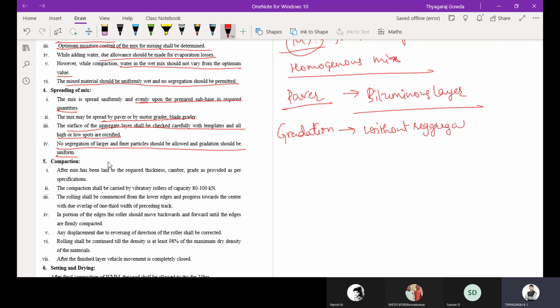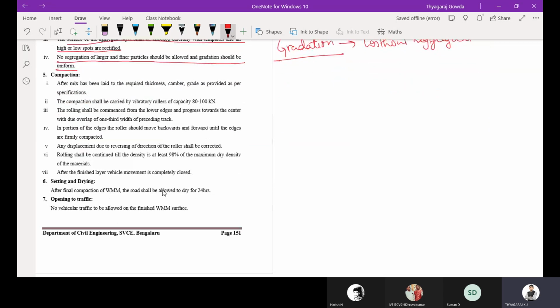Okay, the segregation should be avoided by maintaining the gradation. Then the compaction: as we all know, since it is a non-plastic material, you are going to compact it using a vibratory roller of capacity 80 to 100 kilonewton, or we can call it a vibratory roller of 8 to 10 ton capacity. Since it is a non-plastic layer, we are going to compact the aggregates with the help of an 8 to 10 ton capacity roller.